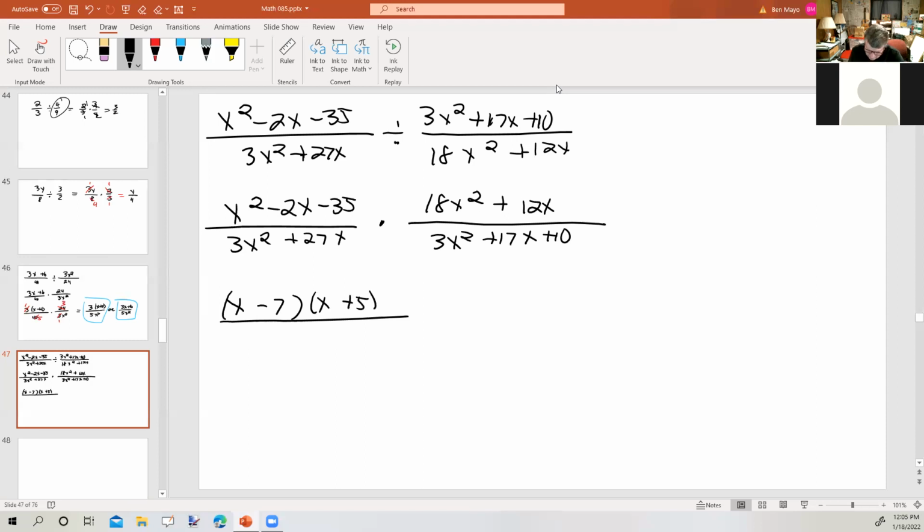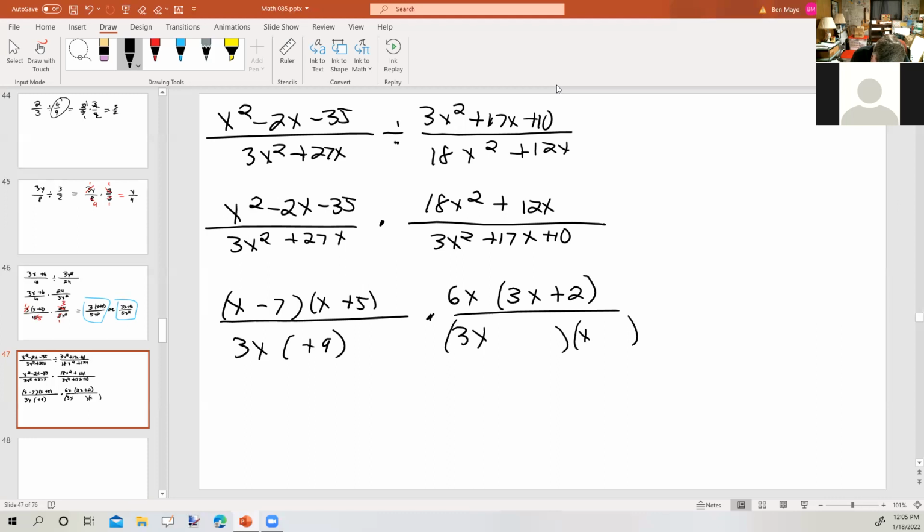So there's that top fraction. The bottom, I can take out a 3x and I have an x plus 9. Over on the right, I can take out a 6x and have a 3x plus 2. I think that's right. And then here I'm going to get a 3x and an x and a 5 and a 2 and a plus and a plus. Now, if you're wondering how I factored that, well, consult the last chapter, okay?